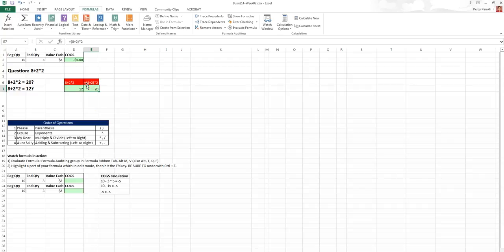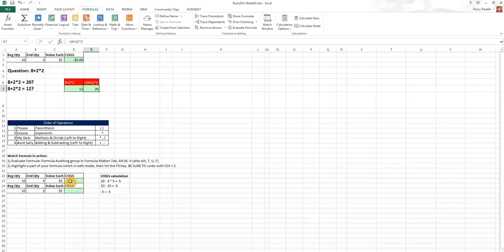But you see how the parentheses changes the order of operation, okay? So in our order of operations, you can remember a simple acronym. Please excuse my dear Aunt Sally. The P stands for parentheses, E stands for exponents, my dear stands for multiplication and division, of course, left to right, and then Aunt Sally, adding and subtracting left to right. Everything is done from left to right, okay? So that is how we should be doing that.